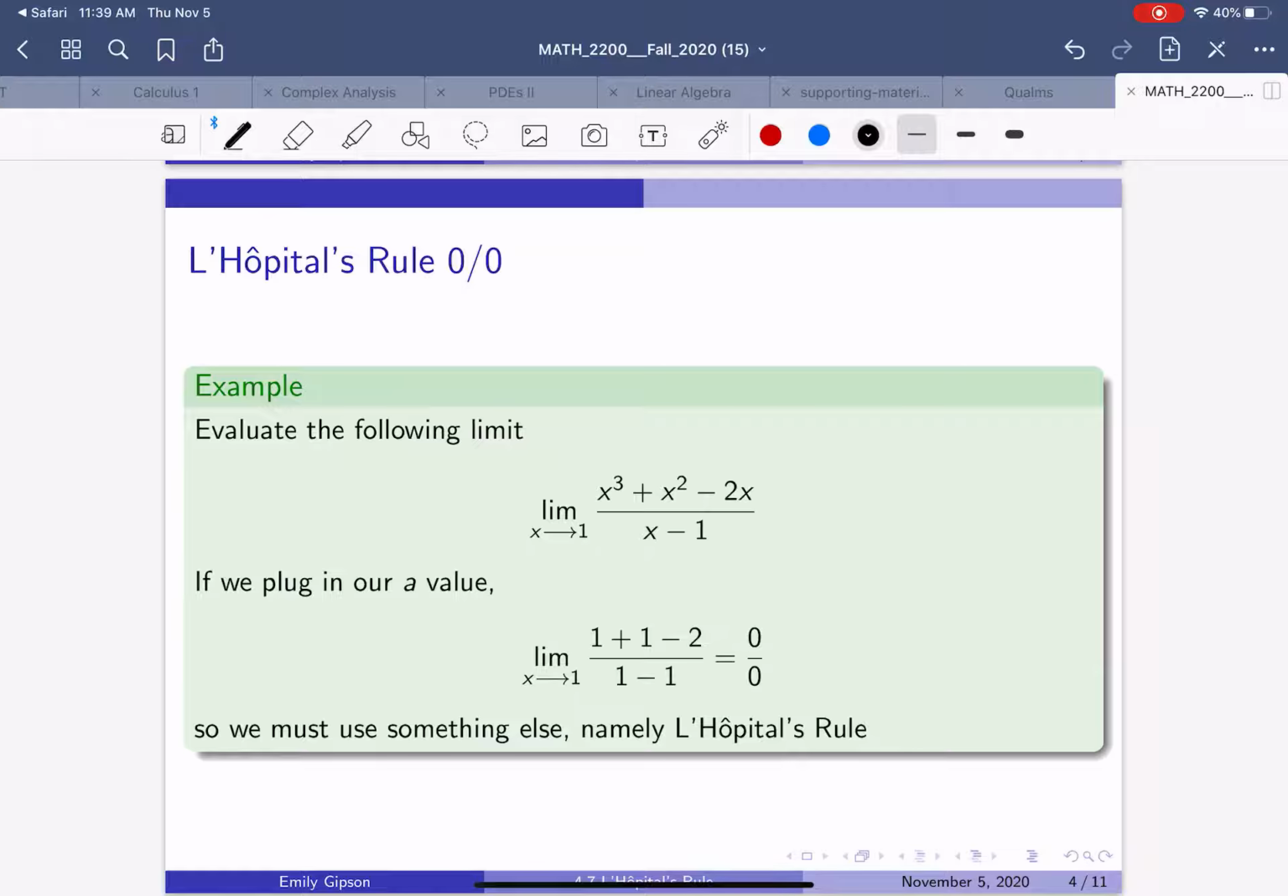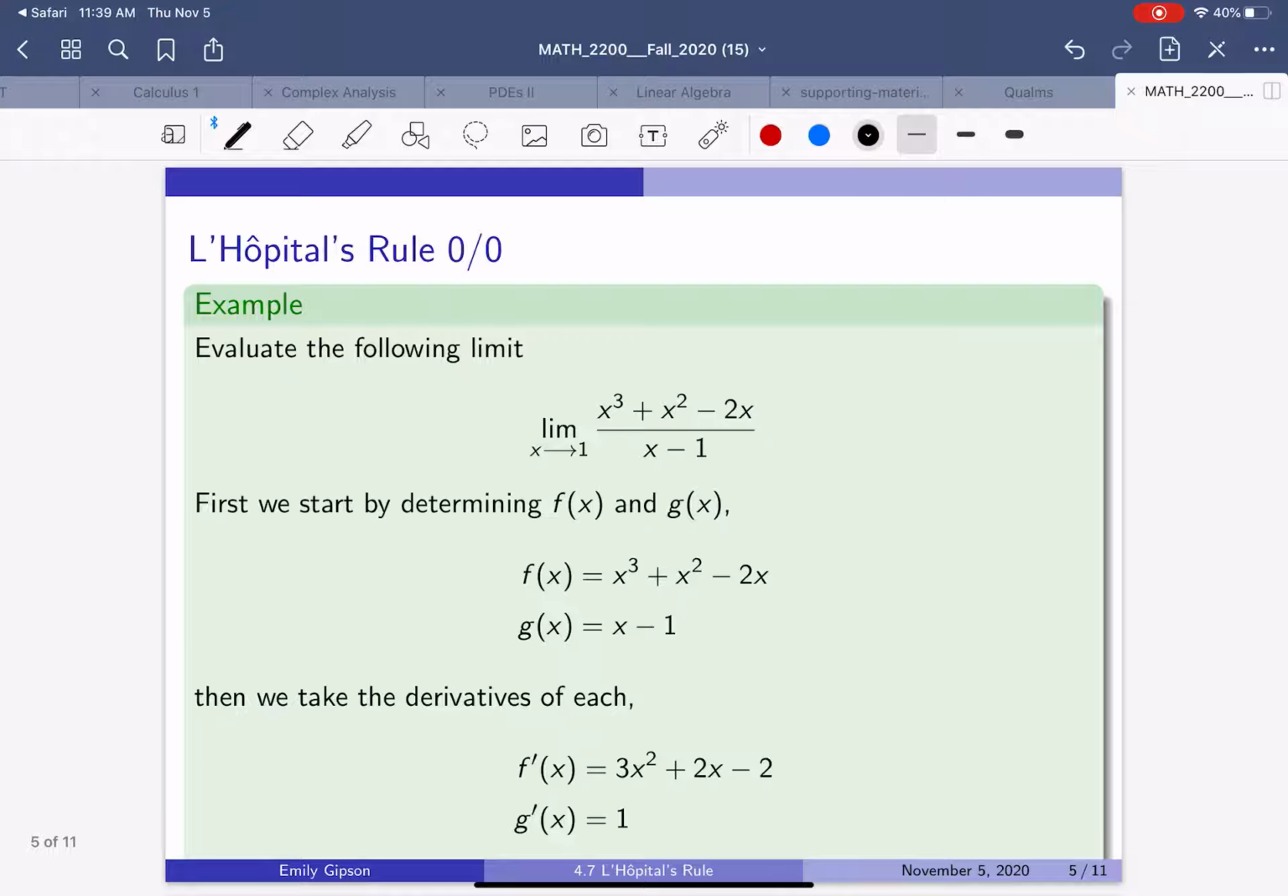But here, we can do something a little bit easier. And maybe you don't believe me that taking derivatives is easier than factoring polynomials, but trust me, when polynomials get nasty, taking derivatives is really easy. So we're going to use something else. We're namely going to use L'Hôpital's rule.